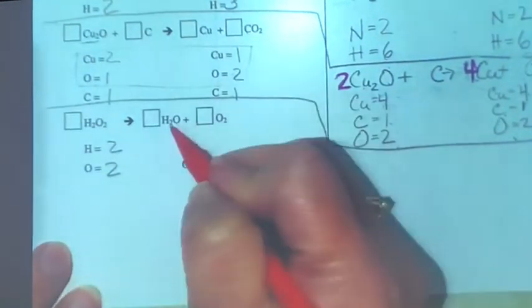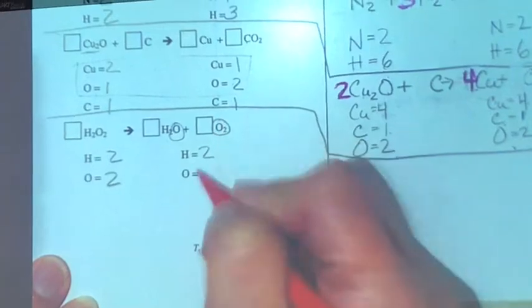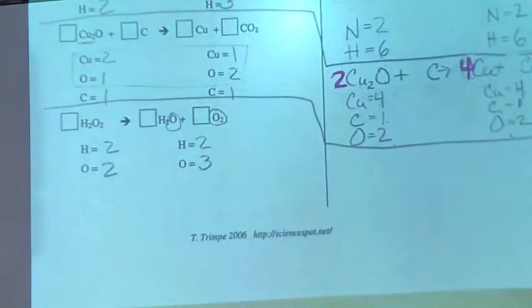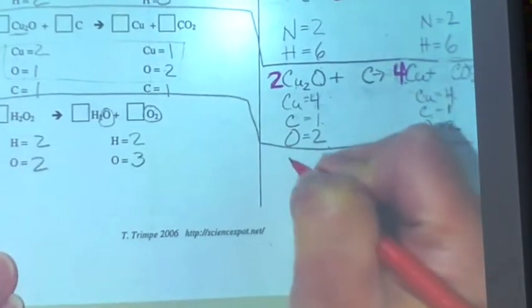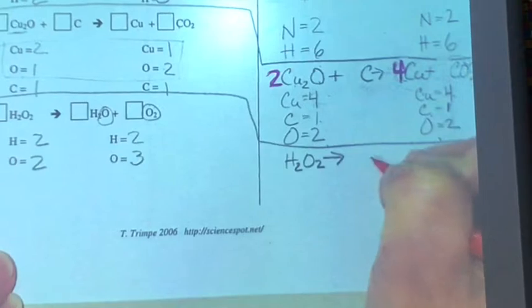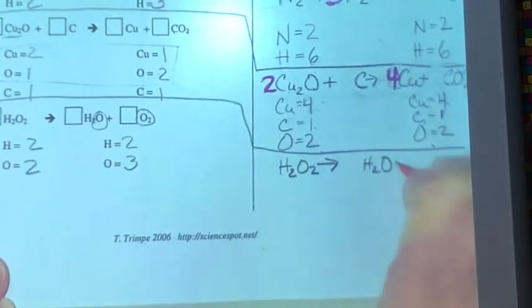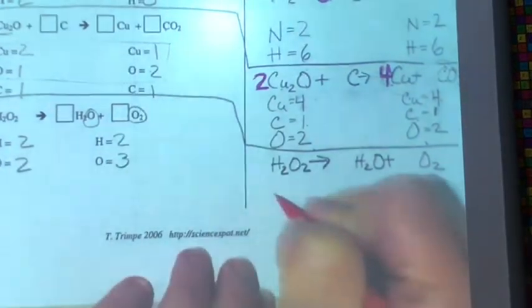Don't forget on this side, I've got 2 hydrogens, but look, I've got 1 oxygen here and 2 here. That's going to give me 3 oxygens, so I have to make sure to count them all. Let's rewrite this on this side: H2O2, arrow, H2O plus O2. All right, let's do some practicing.